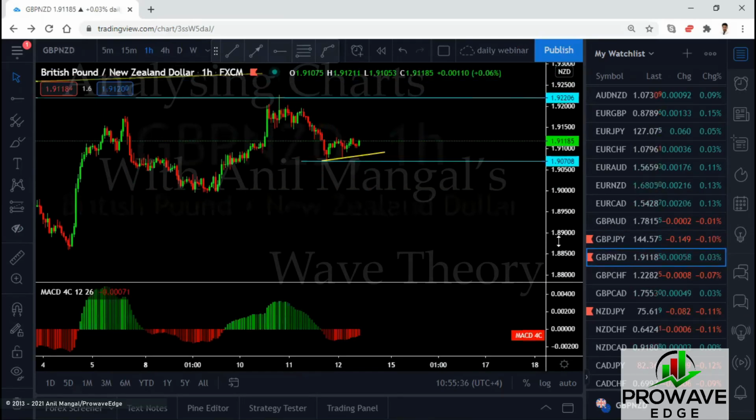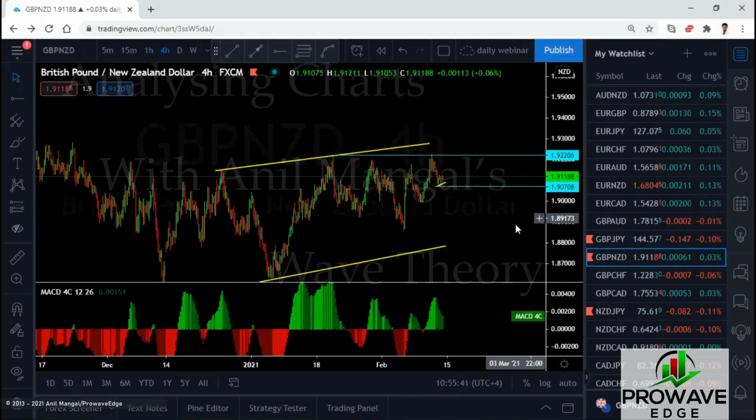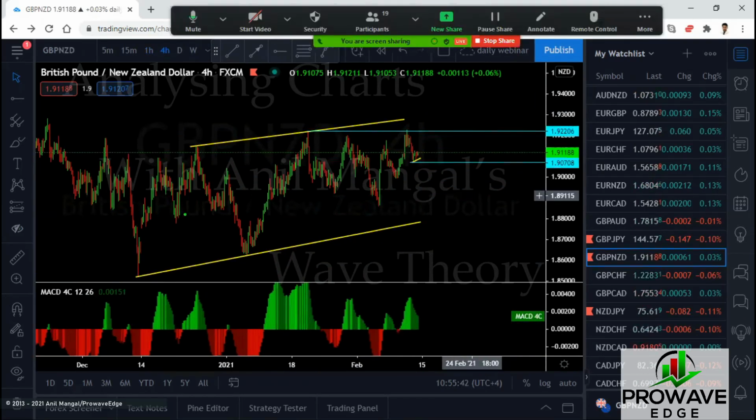Pound New Zealand, we're looking for a sell setup on this. I showed you this bigger pattern as well. They're just going sideways, and they're going sideways like this.